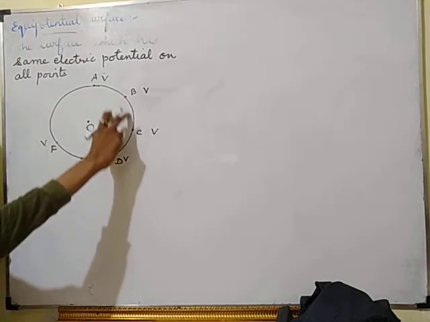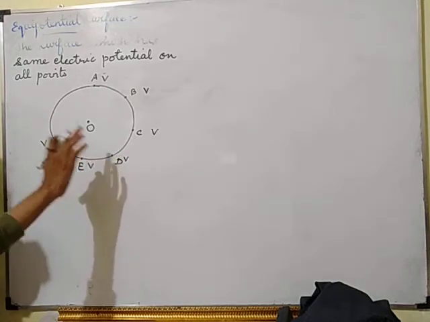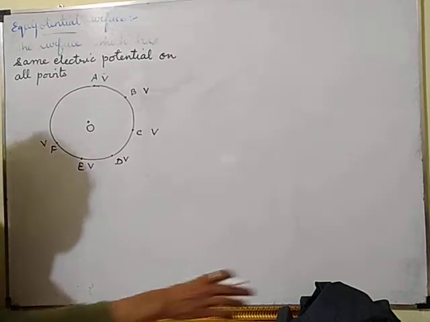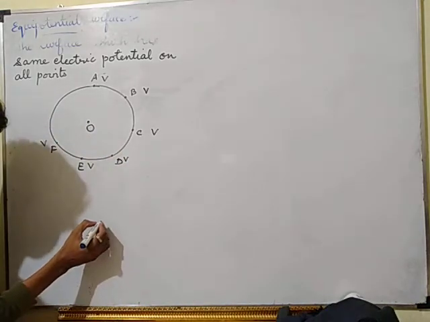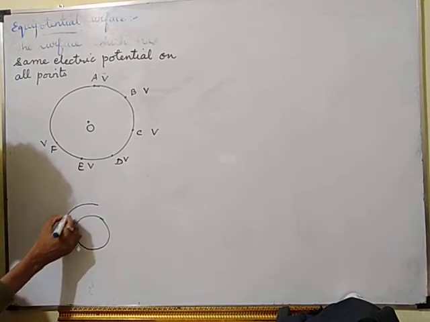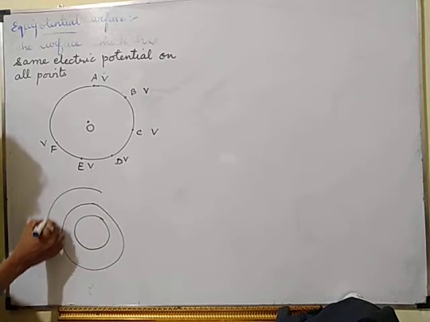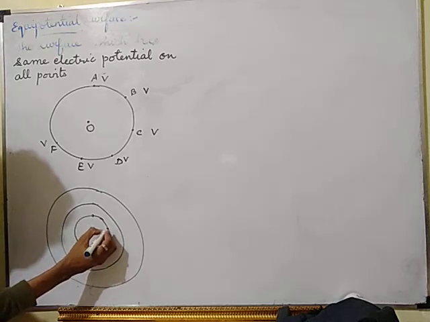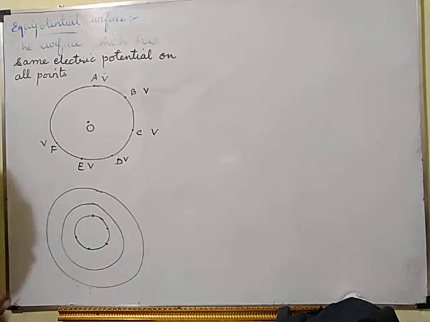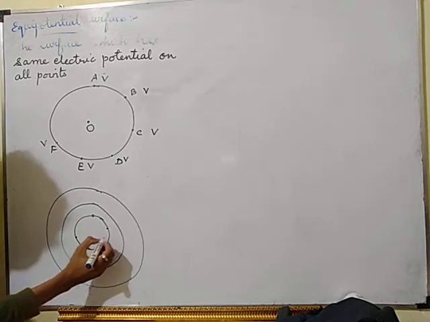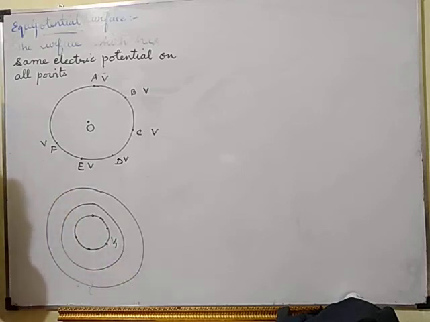So if the surface is having the same electric potential on all the points, then the surface is called an equipotential surface. Now suppose I am drawing one small sphere. On top of that I am drawing another sphere, and then I am drawing another sphere. So this surface is having some 5 points like this. In this surface all the points will be having the same potential. Let us assume that the potential is V1.